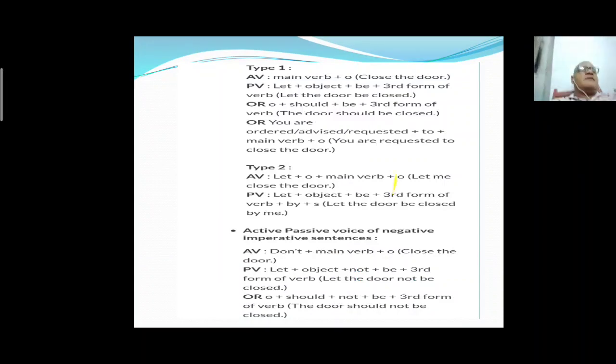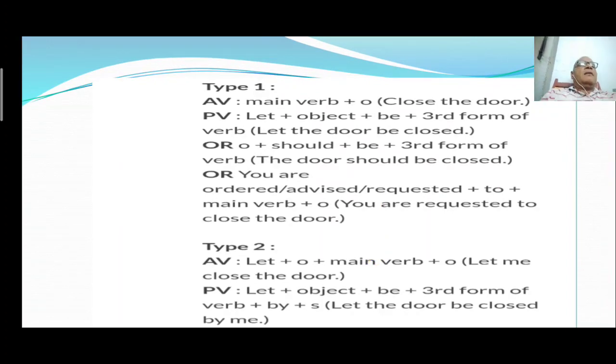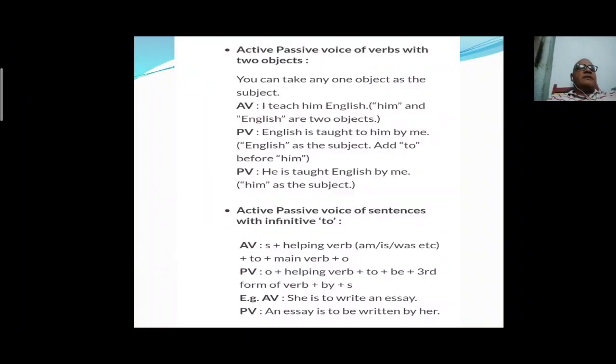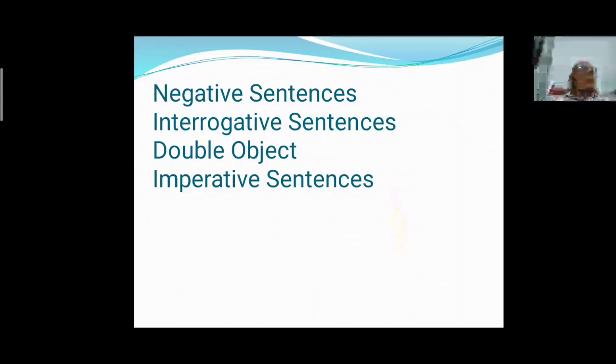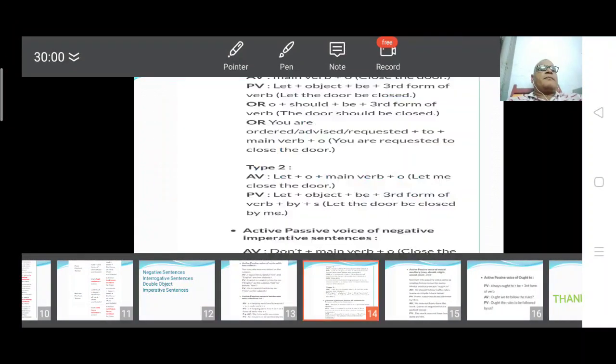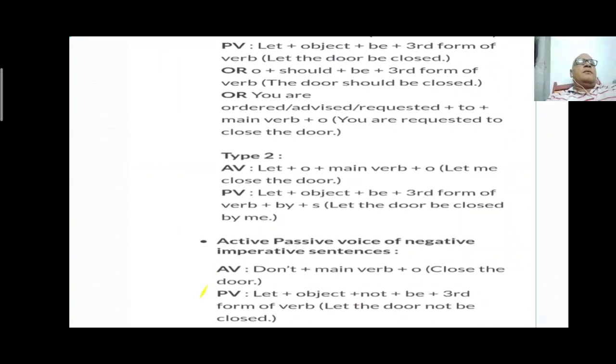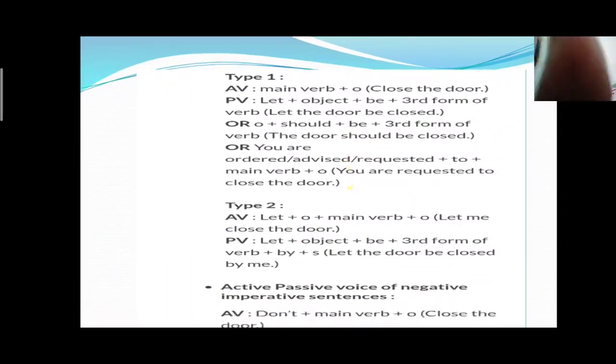And here is some other type of sentence also. That is imperative sentences. How imperative sentences can be changed from active voice to passive voice, we'll come to know here. One is here. Close the door. Here only two parts are there. Close is the verb. The door is an object. That is nothing but you close the door.